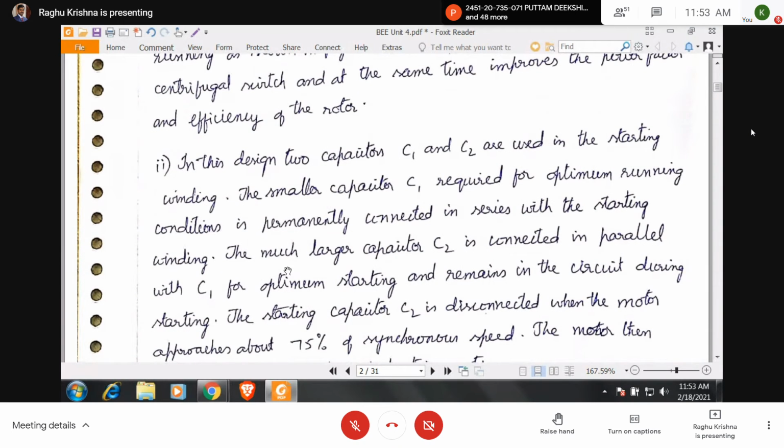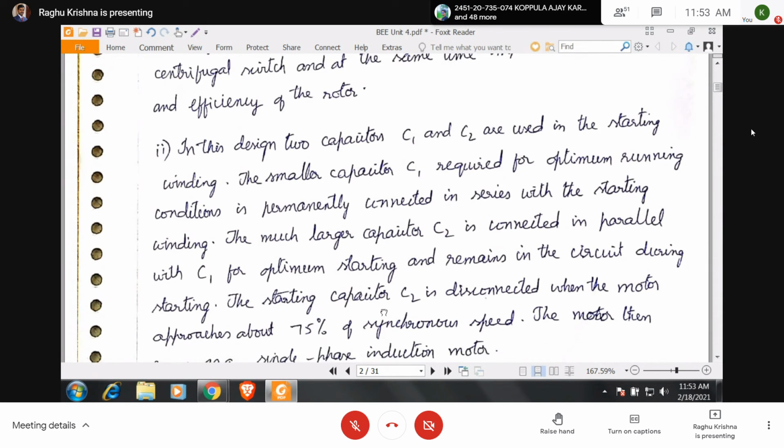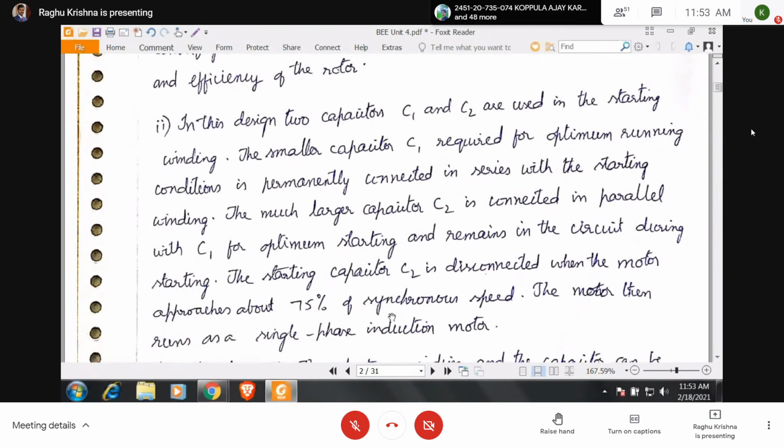Next, the much larger capacitor C2 is connected in parallel with C1 for optimum starting and remains in the circuit during starting. The starting capacitor C2 is disconnected when the motor approaches about 75% of synchronous speed. The motor then runs as a single phase induction motor.